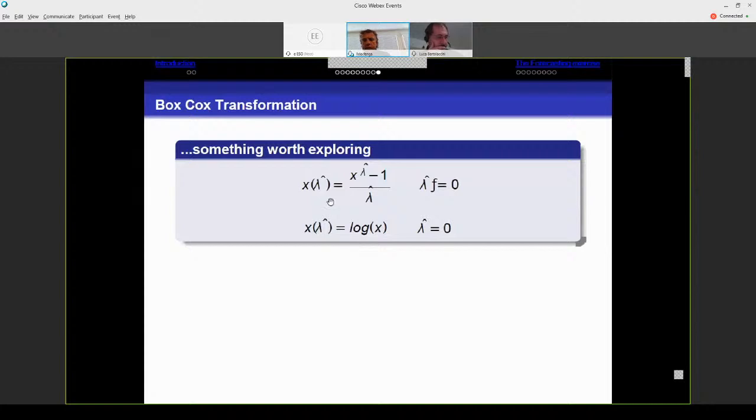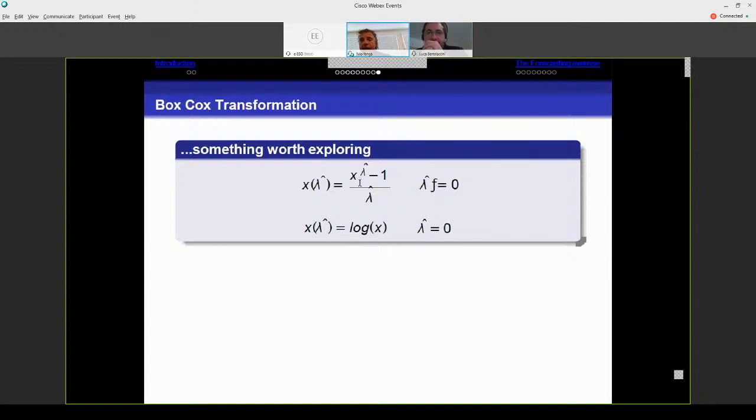So your data is X. You take each of your data to the exponent lambda, minus 1, over lambda, and lambda is the estimate of the best transformation. So when lambda is equal to 0, the right transformation is log X. When lambda is equal to 1, you don't transform the data. Lambda 0.5 is the square root.